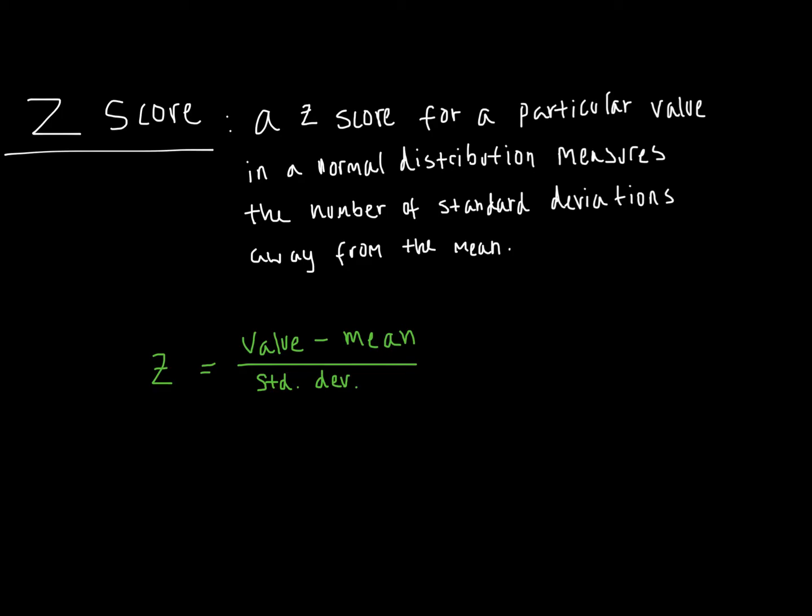And so you can think about it: if your value is greater than the mean, you're going to get a positive z-score. And if your value is less than the mean, then you're going to get a negative distance, and you're going to get a negative z-score. And that will tell you that, if you get a negative value, you're that many deviations below the mean.